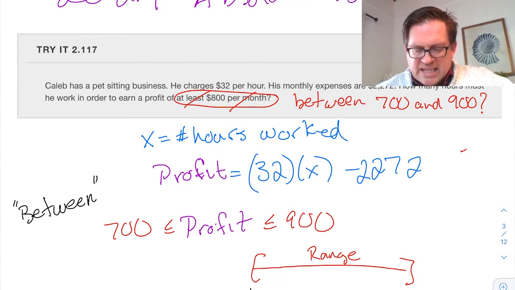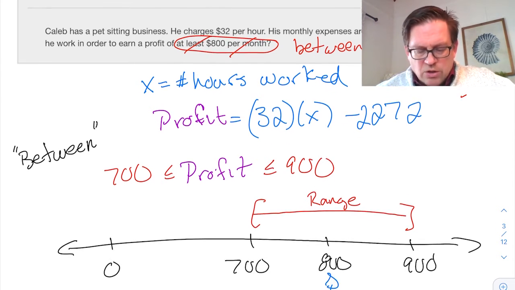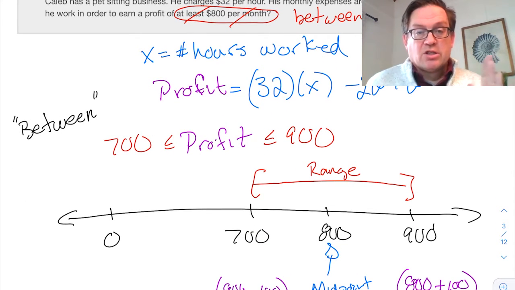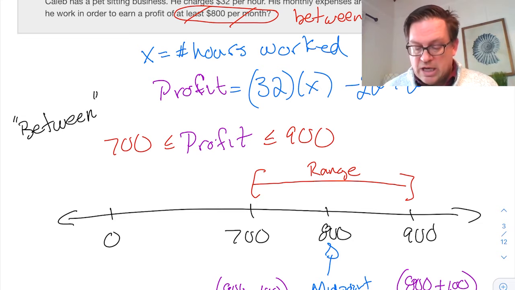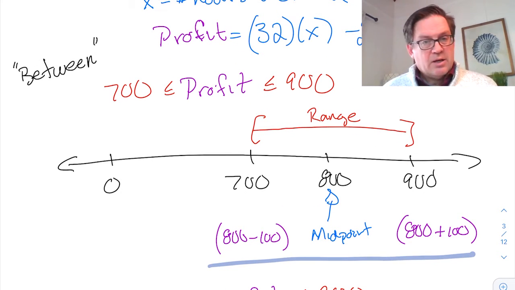How can we think about that as an absolute value, though, instead of a compound inequality? Well, what you can do is think about the range of the solution. The range is between 700 and 900. So another way to think about that is down here. You want to target 800 as your midpoint of your range, plus 100, minus 100, up to 900, down to 700. And so you can think about this inequality as saying, I want my profit to be about 800, but up to 100 above it and up to 100 below it.